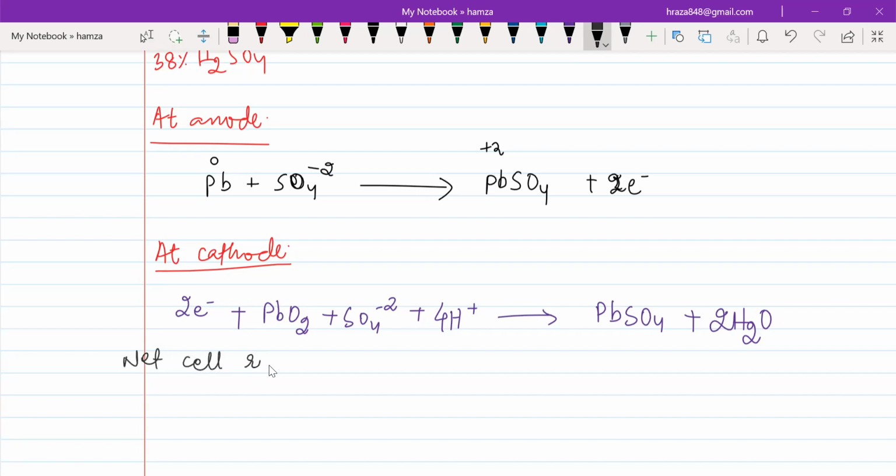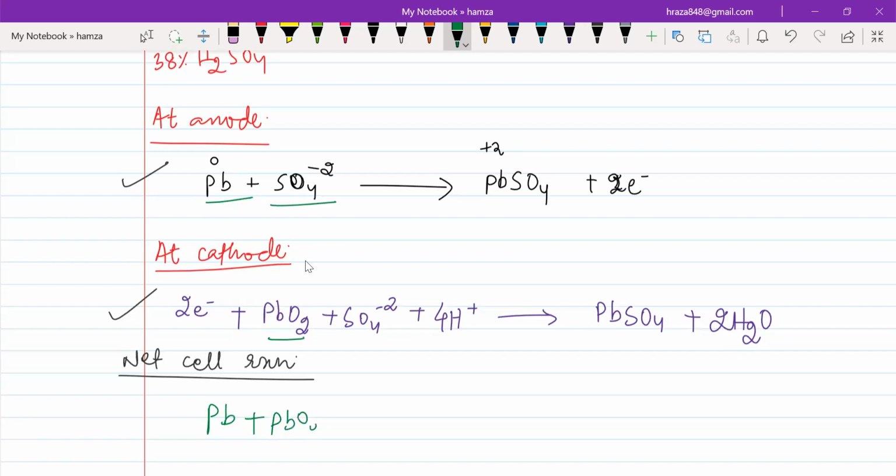Now the net cell reaction. Net cell reaction means you are going to add these two equations at anode and at cathode, and you will get the net cell reaction. So for the net cell reaction, you can see Pb is there. Now you can see SO4 minus 2, PbO2 is also there. So I'm going to write PbO2.